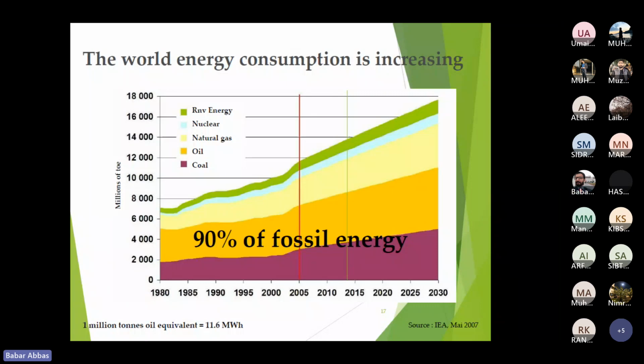The fossil fuel energy, coming from the fossil fuel, and the y-axis is showing the millions of tons being utilized in terms of energy, and the x-axis shows the timeline. With the passage of time, increase.